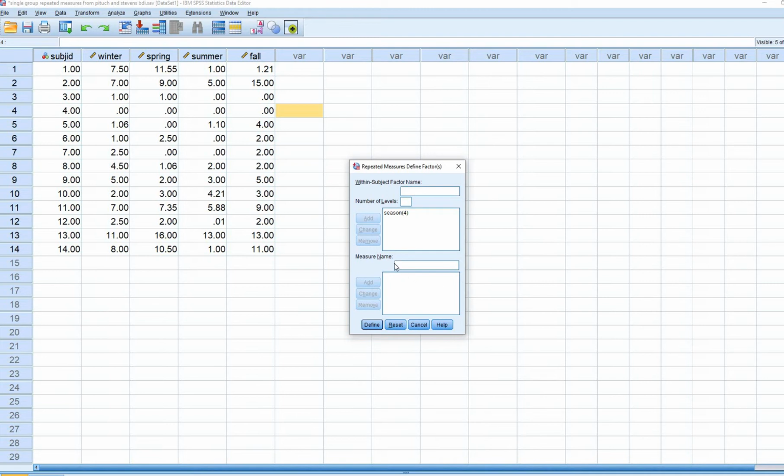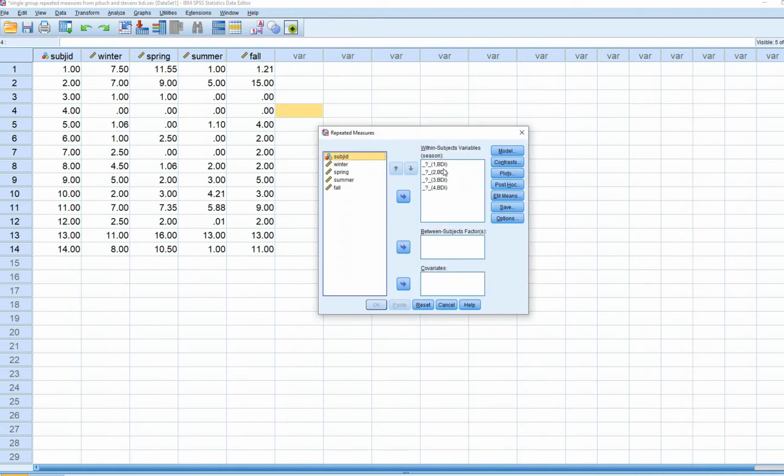I can give it a measure name for the repeated measurement, so I'll type in BDI for Beck depression inventory and click on Add. I don't have to do that, but I'm just kind of showing you what it's going to look like if you do. So I'm going to click on Define. And so over here, under within subjects variables, you've got 1, BDI, 2, BDI, 3, BDI, and so forth. If I hadn't typed in BDI before, it just would say 1, 2, 3, and 4. So now I'm going to move my repeated measurements over to this box right here.